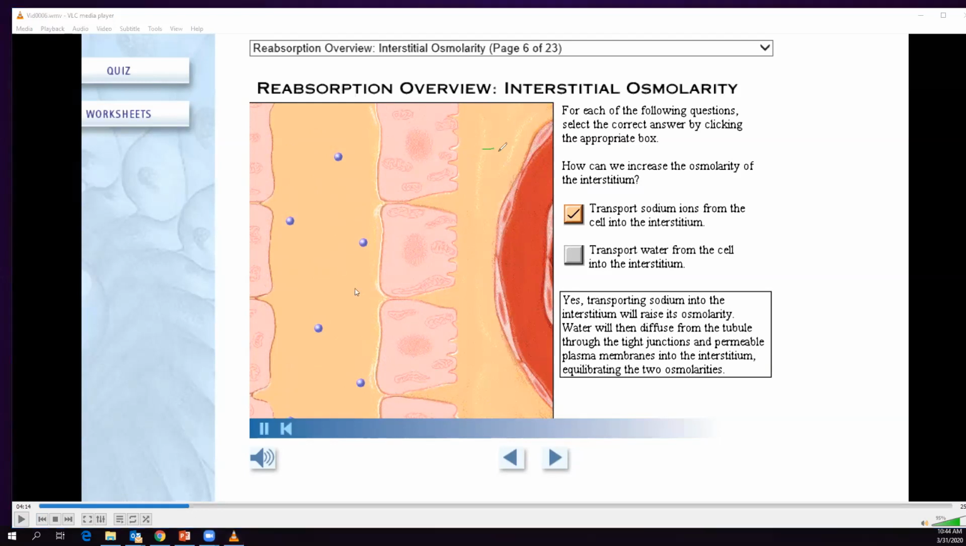Okay, so what we need to do then is actively transport, because I want to make this really salty out here. So I need to increase it. Eventually I'm going to get past equilibrium, but I want to keep pumping sodium out here to the interstitial fluid.